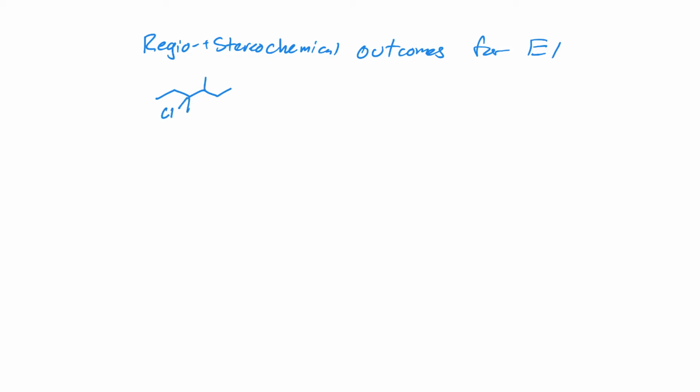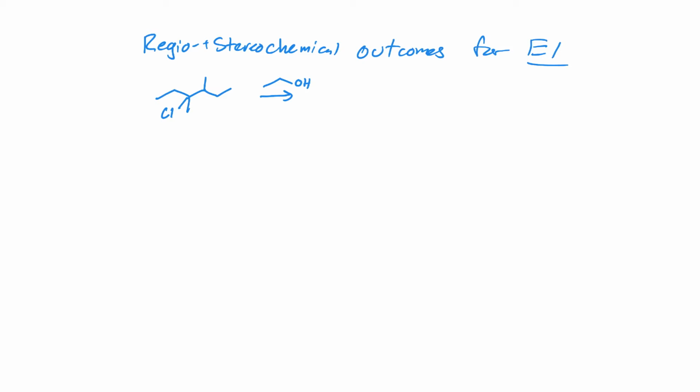And I have a tertiary chloride. I'm going to react that with ethanol. And we're looking at E1, so we're going to concern ourselves with the elimination product outcomes, but of course there probably will be a substitution product outcome as well.